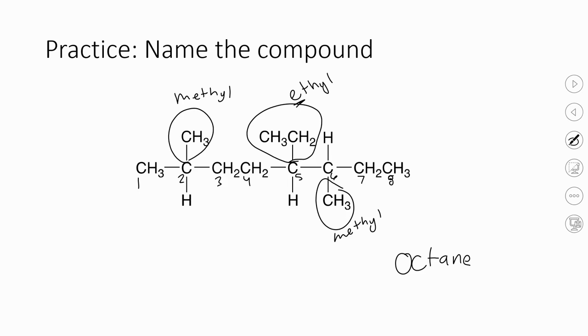So we're going to put 5-ethyl. Okay, and then what will we do for methyl? We have 2 identical. We do the 2,6, dash. Do we put di? Good. Then we put dimethyl because there's 2. Perfect. Dimethyl, no space, octane.